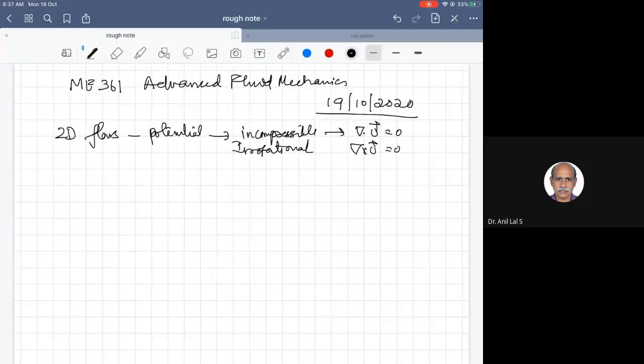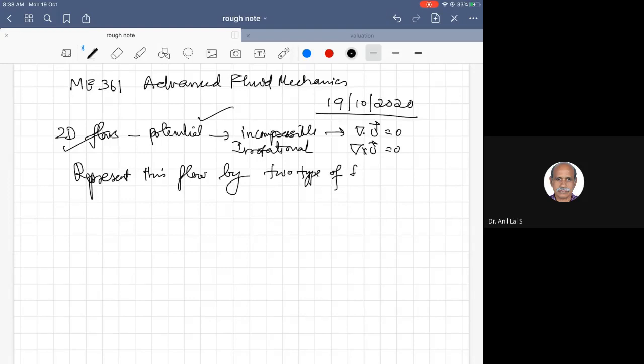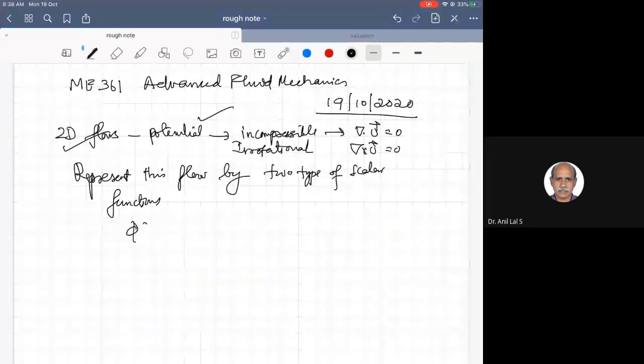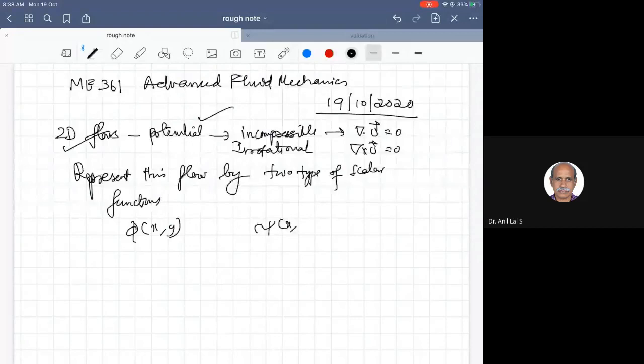So such a flow is potential flow, and in 2D flows, we know that there are two scalar functions. You can represent this flow by two types of scalar functions. What are those? There is a phi of xy and psi of xy.